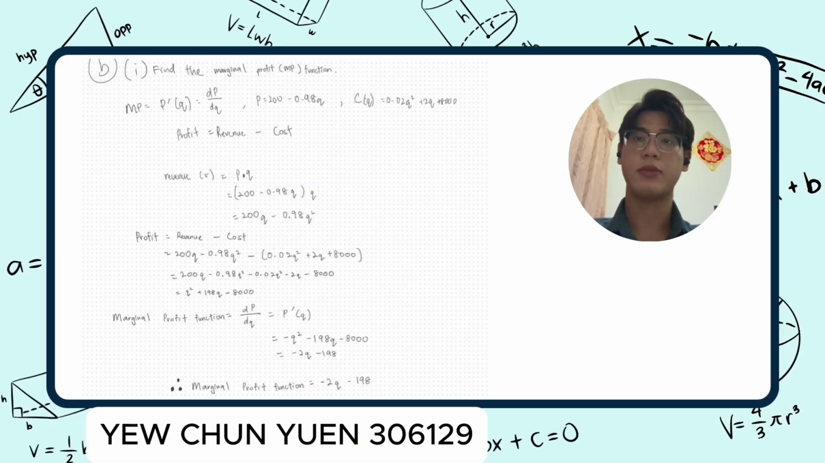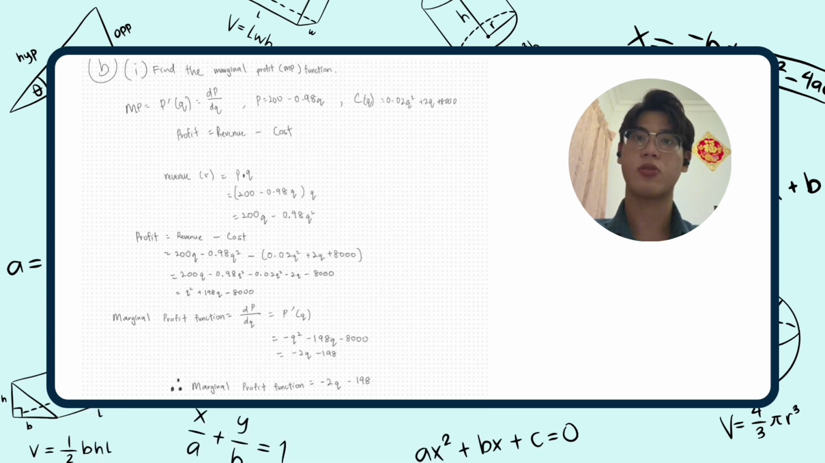Hello everyone, my name is YUEN, matric number 306129. Today I will explain question B. For this question, there are three parts.